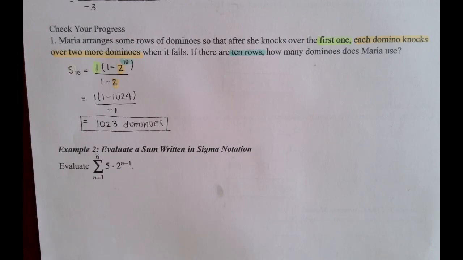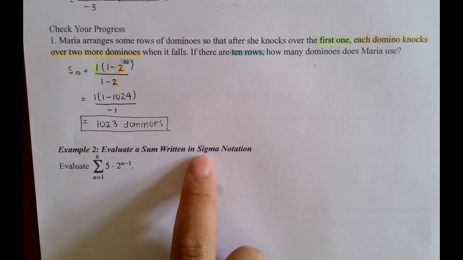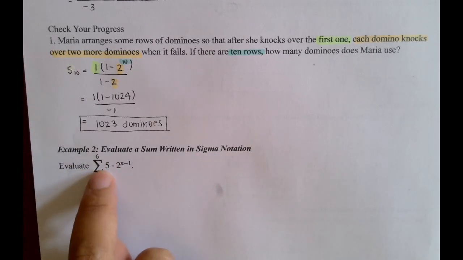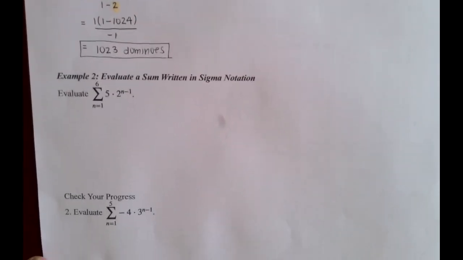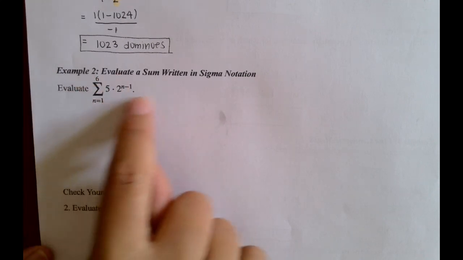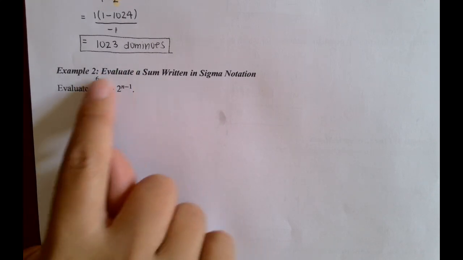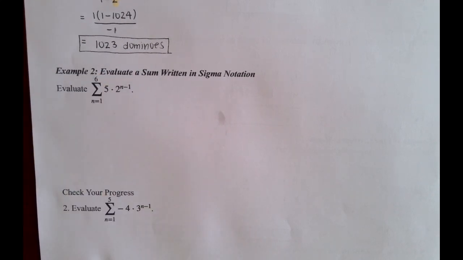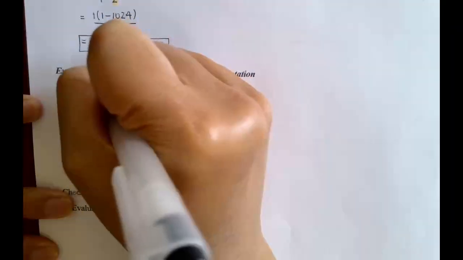Now we're using sum or sigma notation. Again, this here is sigma, the Greek letter sigma. Here we're evaluating a sum written in sigma notation. What you can notice is that this is a geometric sequence. So this here is the first term.